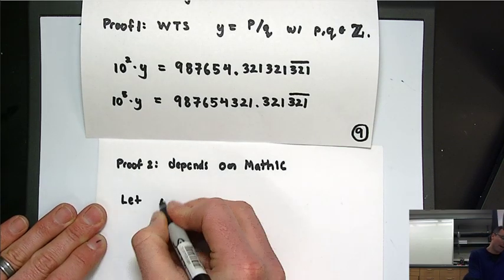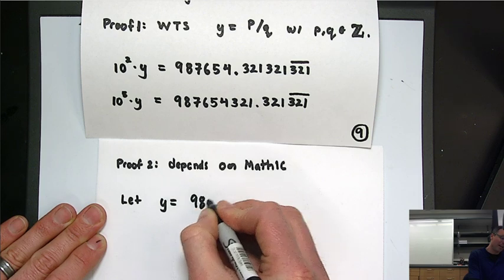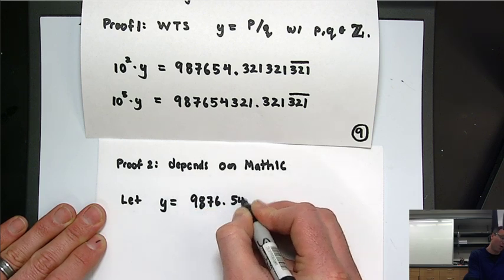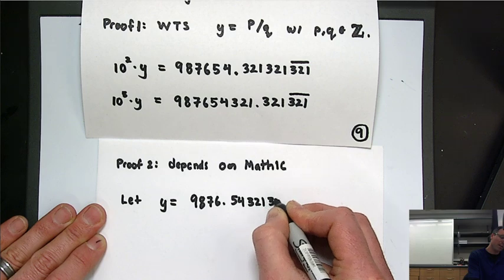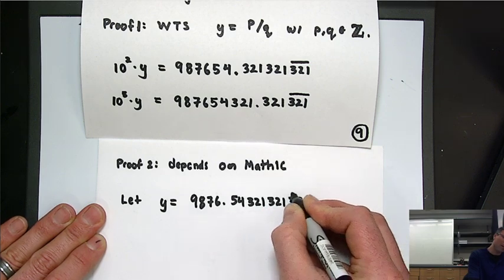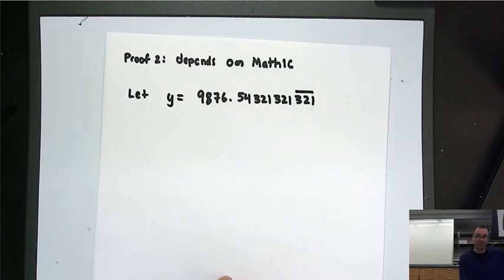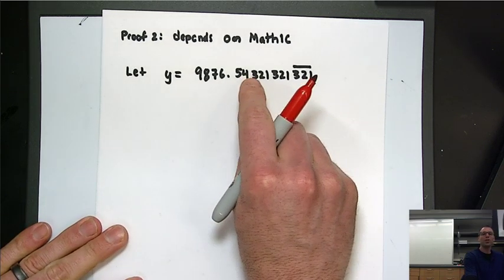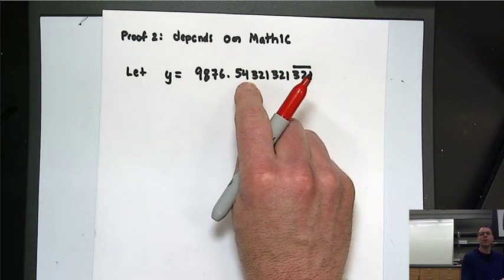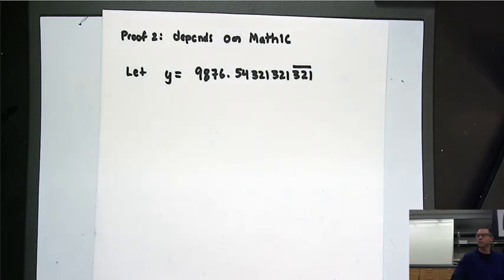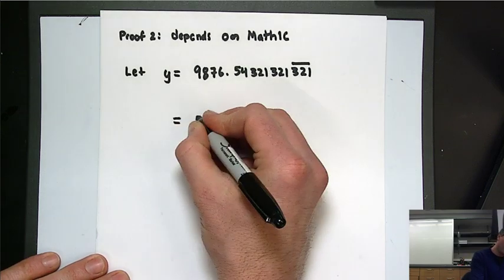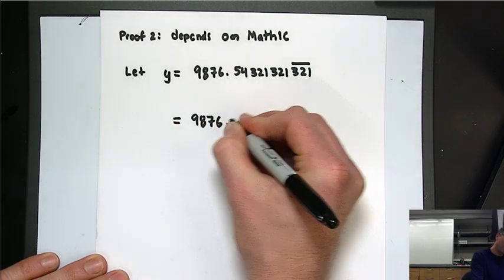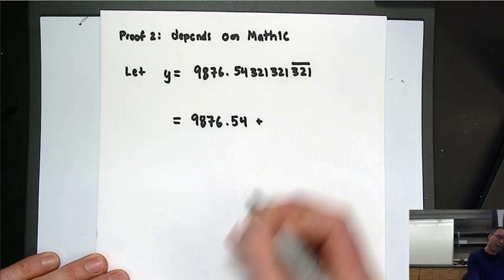So let's let y be equal to 9876.54321, 321, 321, infinite repeating. Okay. So now what I'd like you to do is tell me which part of this number is non-repeating and which part is repeating. So break it into 9876.54 plus what?